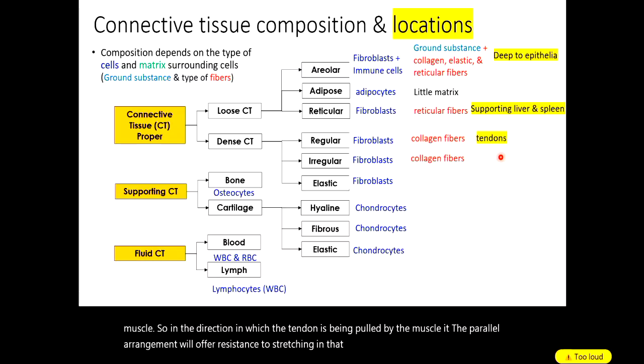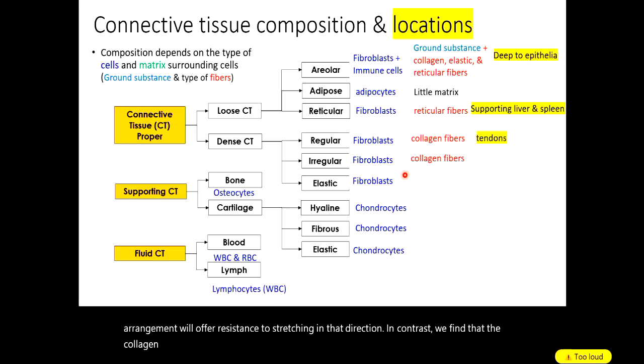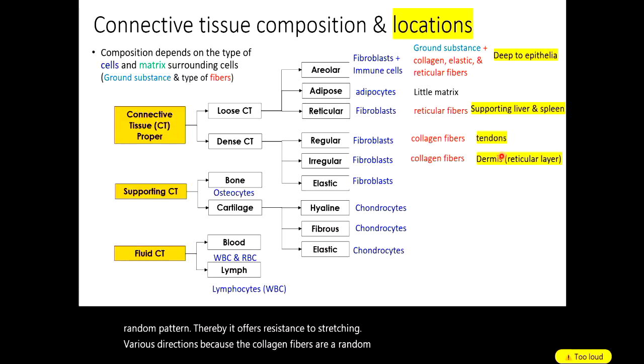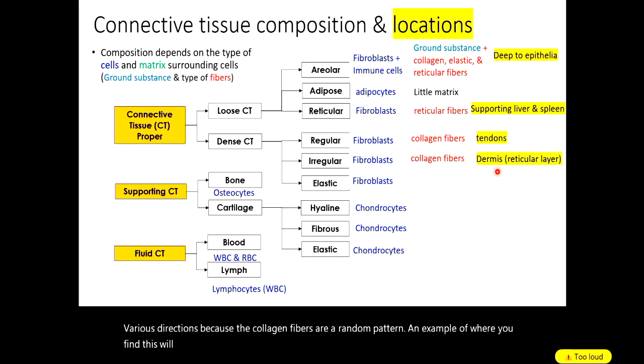In contrast, we find that the collagen fibers in the dense irregular connective tissue are going to be arranged in a random pattern, thereby it offers resistance to stretching in various directions because the collagen fibers are in a random pattern. An example of where you find this will be in the dermis, specifically in the reticular layer of the dermis. What exactly this is, we'll get to it next week.